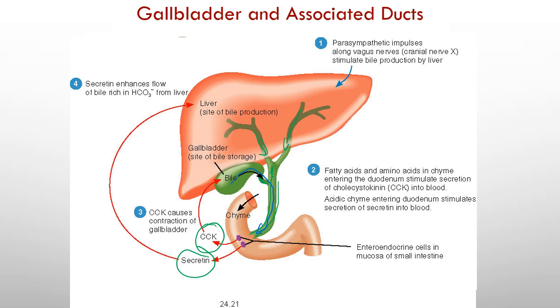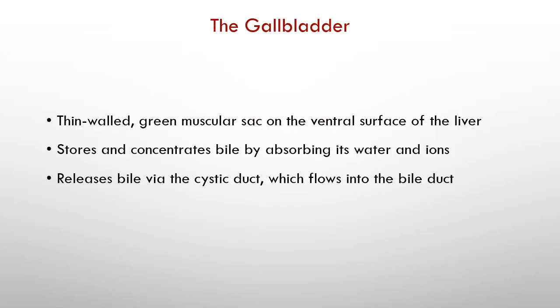That's there. The secretin portion travels up to the liver itself and essentially makes it so that we have an enhancement of production and movement of bile from the liver down towards the duodenum as well. And so that's going to feed back into there to allow that to occur.